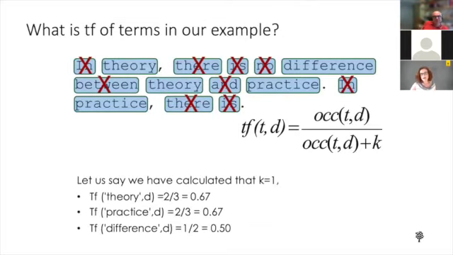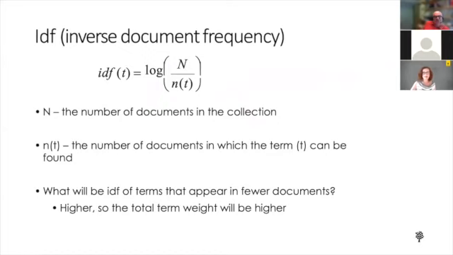So back to our example, let's say we have three concepts here: theory, difference, and practice. Theory appears twice, practice appears twice, and difference appears once. So 2 for theory divided by 2 plus 1, which is 3. And the final weight is a bit higher for the words which appear twice compared to the word which appears once. That is then put into relation with inverse document frequency, which is essentially the number of documents in the collection divided by the number of documents in which the term can be found.